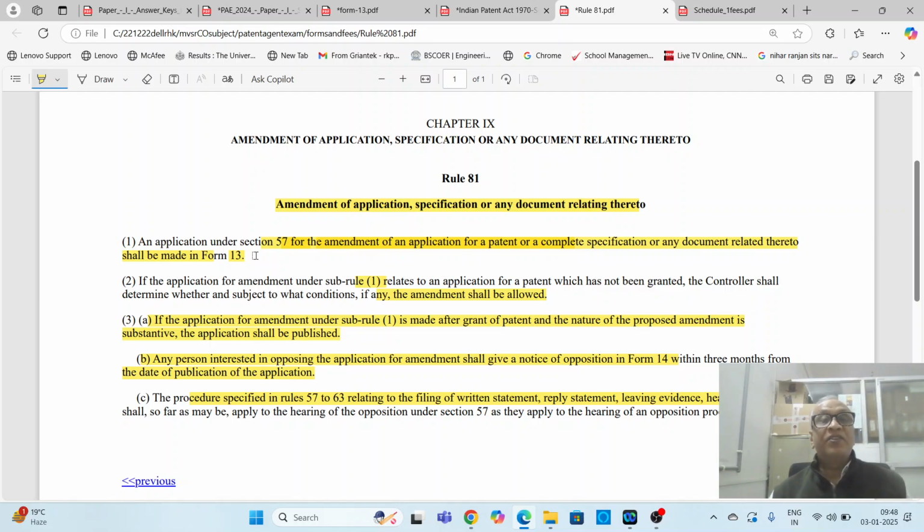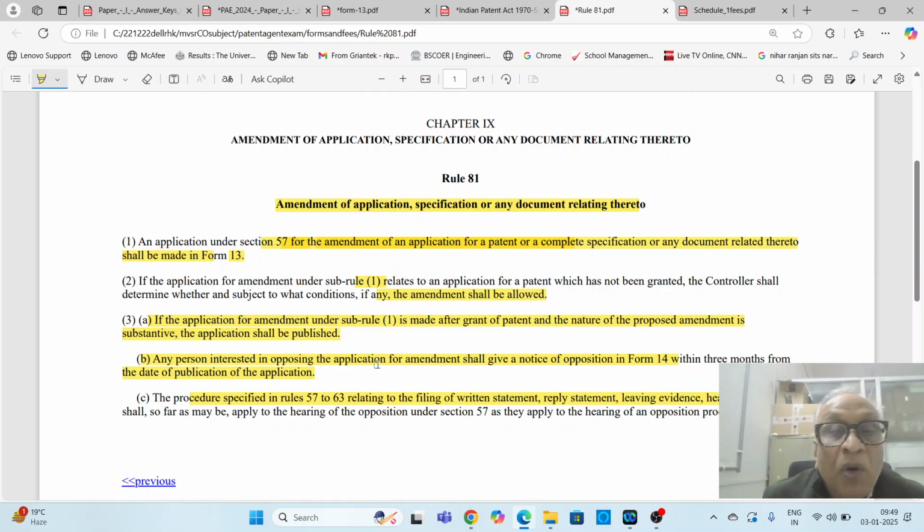So rule 81, section 57 and form 13 are related, which are related to amendment of the application. Okay. So this is under sub rule 1. For a patent which has not been granted, okay, the controller may decide to make the amendments. Okay. So after the grant of the patent and looking at the nature of the amendment, if it is substantive, the application shall be published.